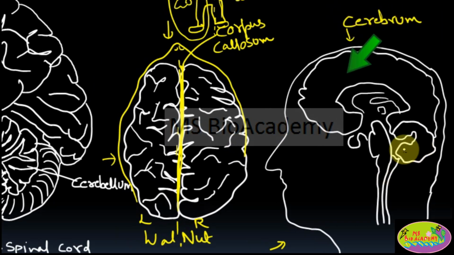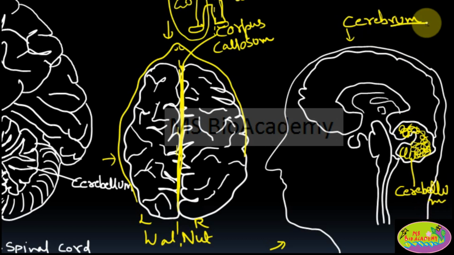And here you can see this portion, right? This complete portion, I'll just color it with yellow. This portion is called the cerebellum. There is a slight difference between the spelling of the two. This is the cerebrum and this is the cerebellum.